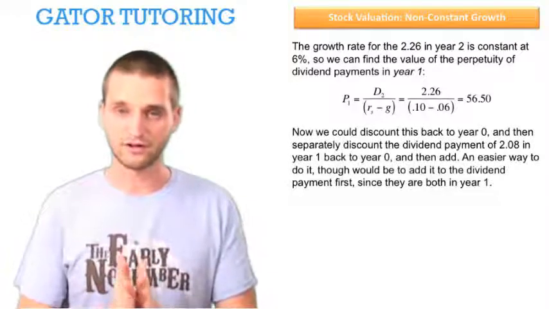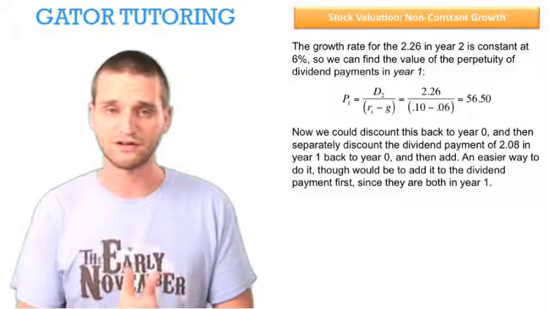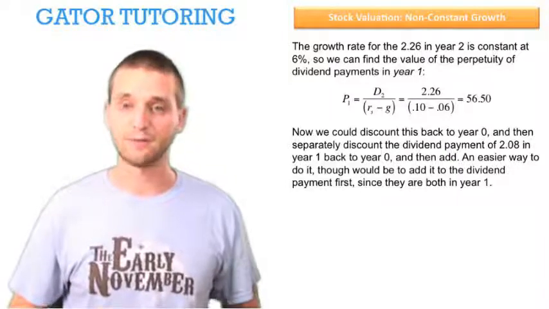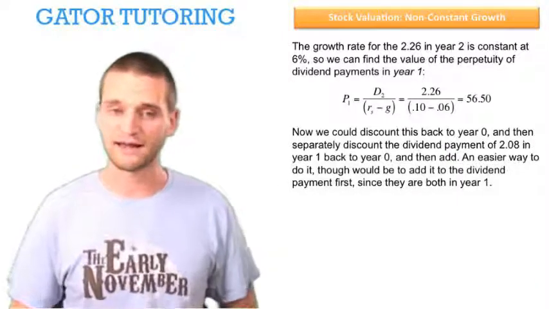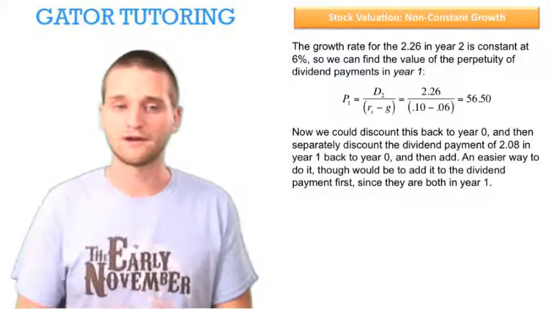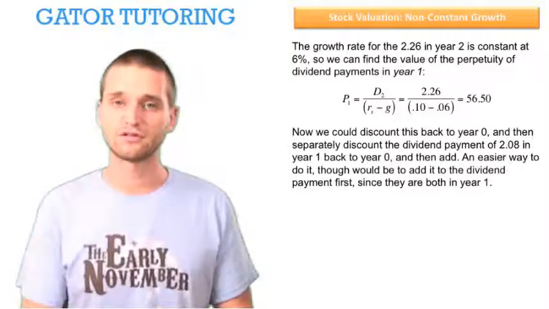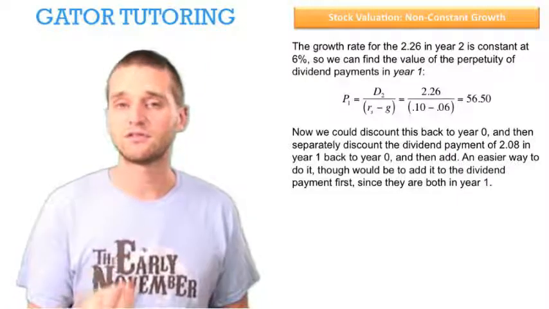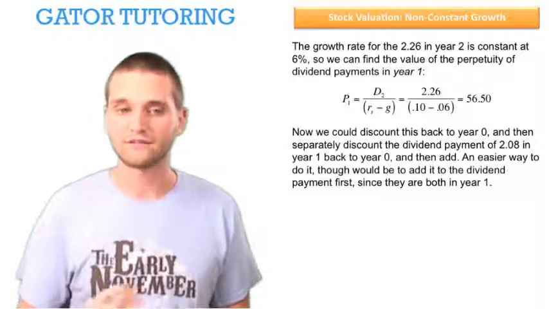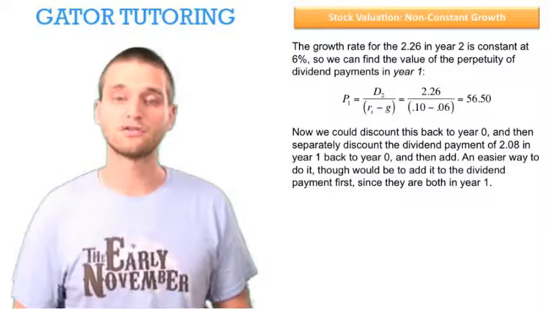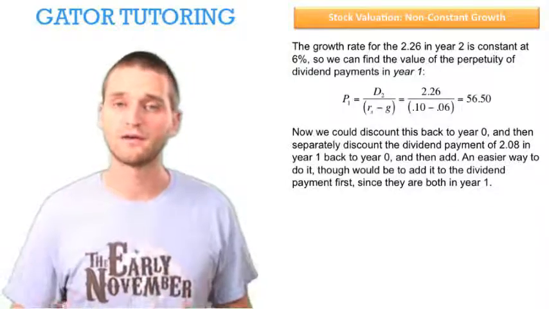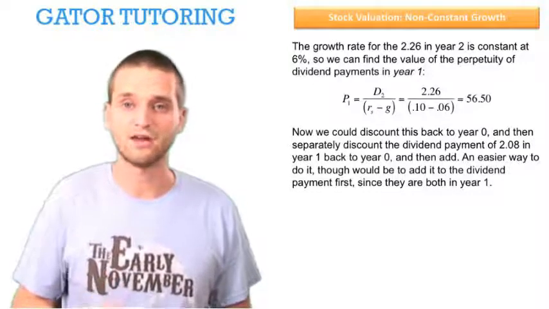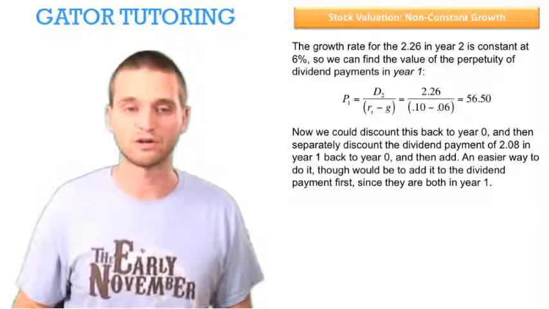So now we have this value in year 1, and we have one more dividend in year 1, the $2.08. We could discount this $56.50 back to year 0, and then separately discount the dividend payment of $2.08 in year 1 back to 0, and then we could add. But to save ourselves a step, an easier way to do it would be to add it to the dividend payment first, so we can add this $56.50 to the dividend payment first because they're both in year 1. So again, we have this $56.50 that's evaluated in year 1, and we have this $2.08, which we're actually getting in year 1. So the total value of all the future cash flows of this stock in year 1 would be the $56.50 plus the $2.08, and we want to find the present value today. We want to find the price today so we can discount that new sum back one period. That's exactly what we're going to do.